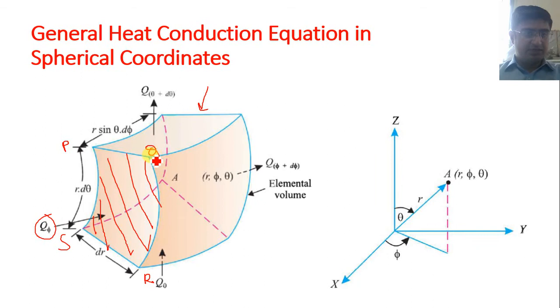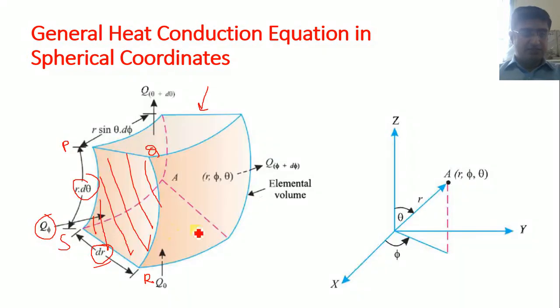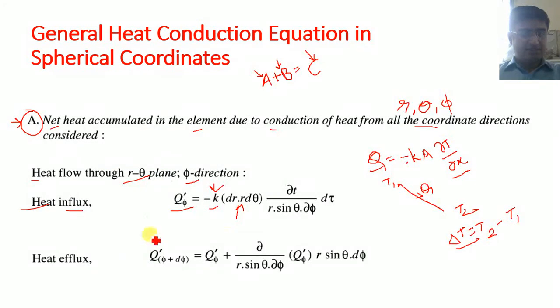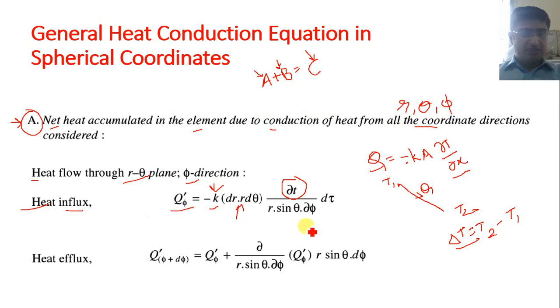Now if you want to find the area of the surface PQRS, how can we find it? Area is the product of length into width, so dr into r d phi becomes the area for q phi. So here the area is dr into r d phi, and now the heat is flowing in the phi direction. Here is the change in temperature delta T, and here is the thickness.